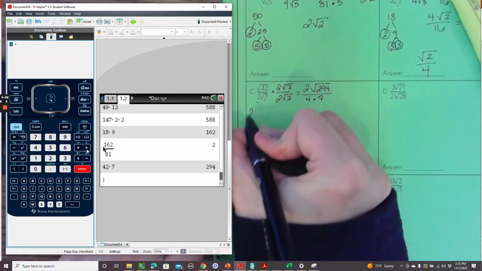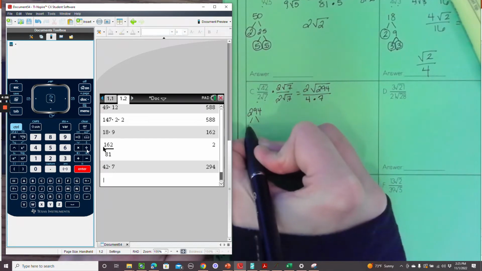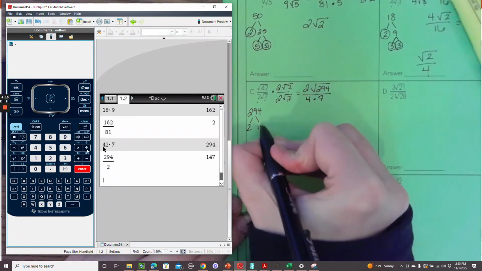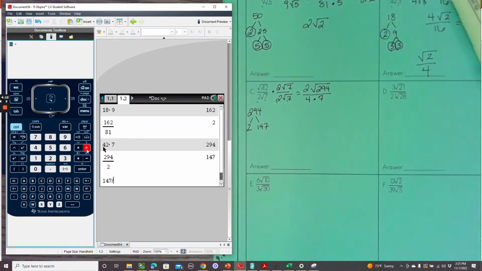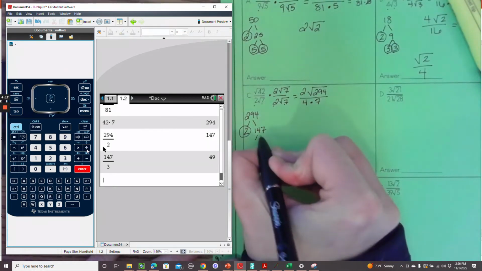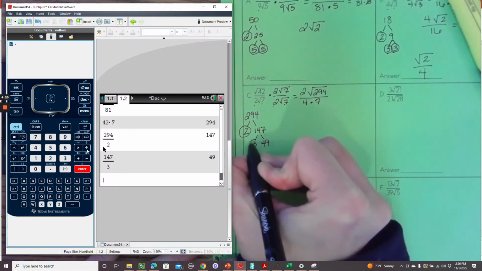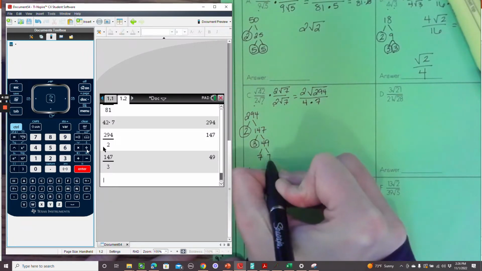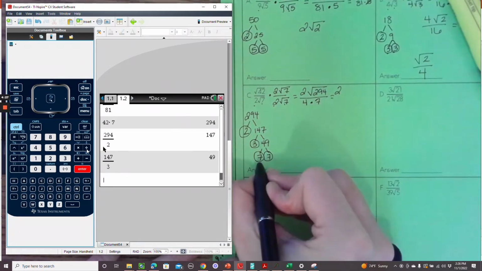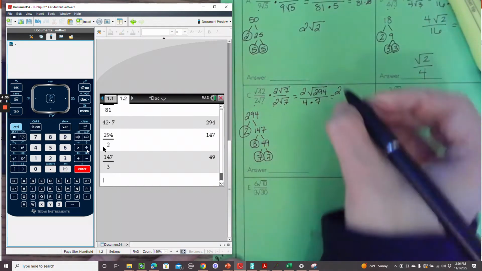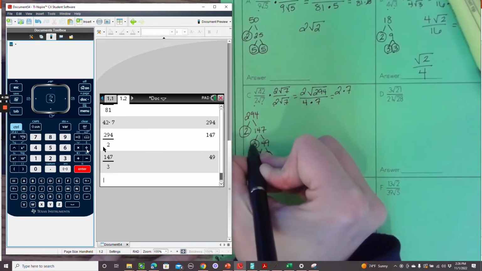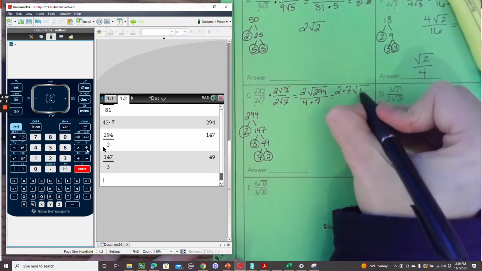All right, 294. We have to factor it down. So I know it's divisible by 2. That gives me 147. I know it's not divisible by 2. It is divisible by 3. So 3 times 49. 49 is 7 times 7. All right, so 7 times 7 will give me 7 squared, which means I can pull a single 7 out of that radical. 2 and 3 will be left underneath it, so times the square root of 6.